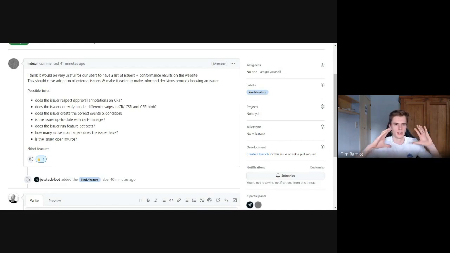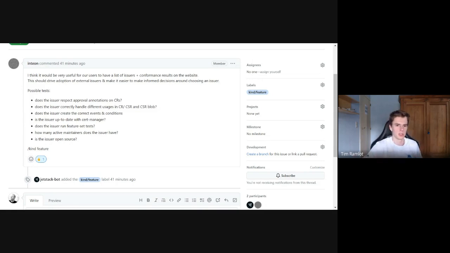All the things that it is concerned about directly, like how does it interact with our APIs directly. Also, what happens in case usages are different in the certificate request resource versus in the certificate request blob. Does the issuer set or emit the right events, so you can easily debug the issuer in Kubernetes itself?